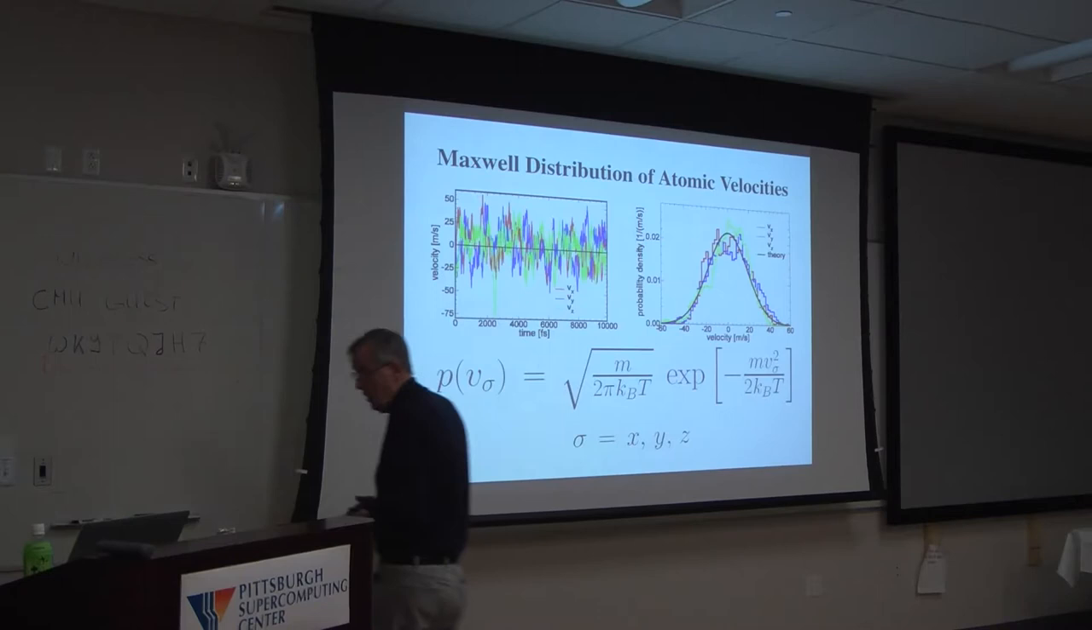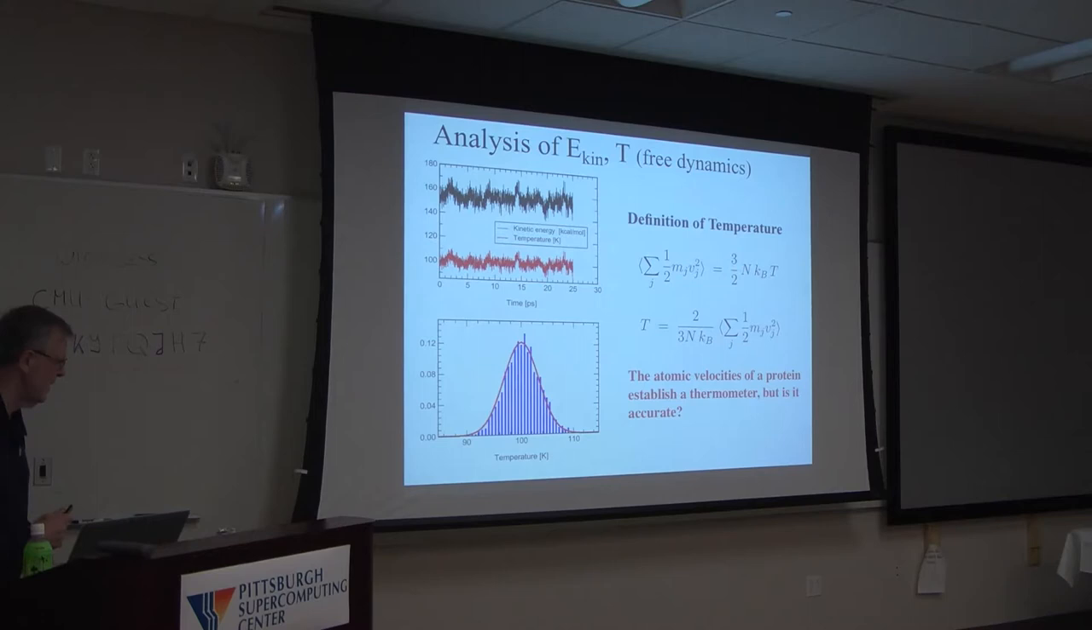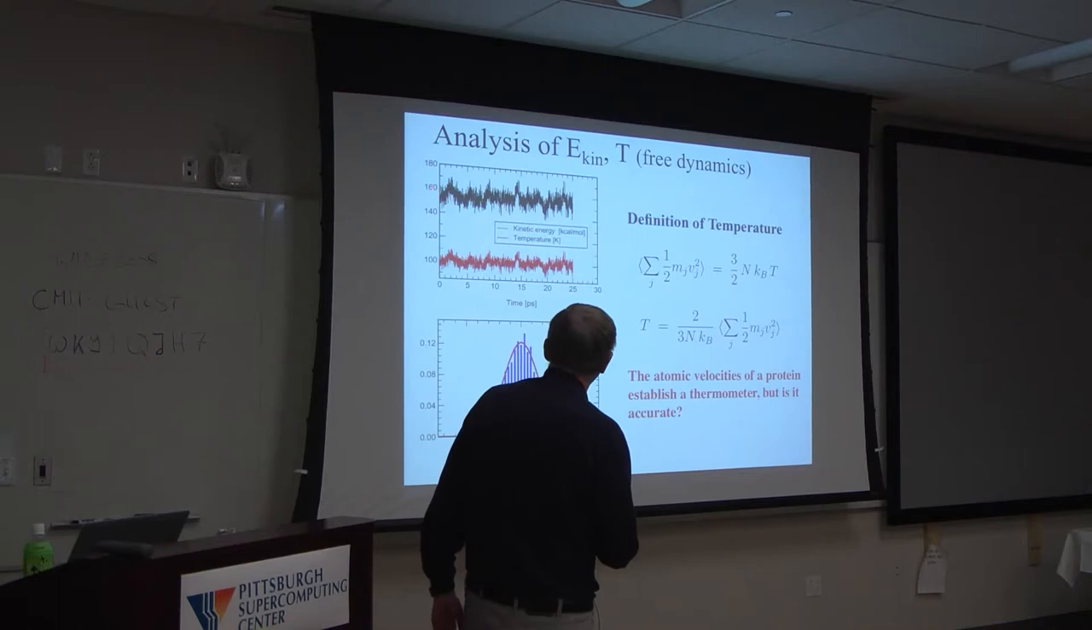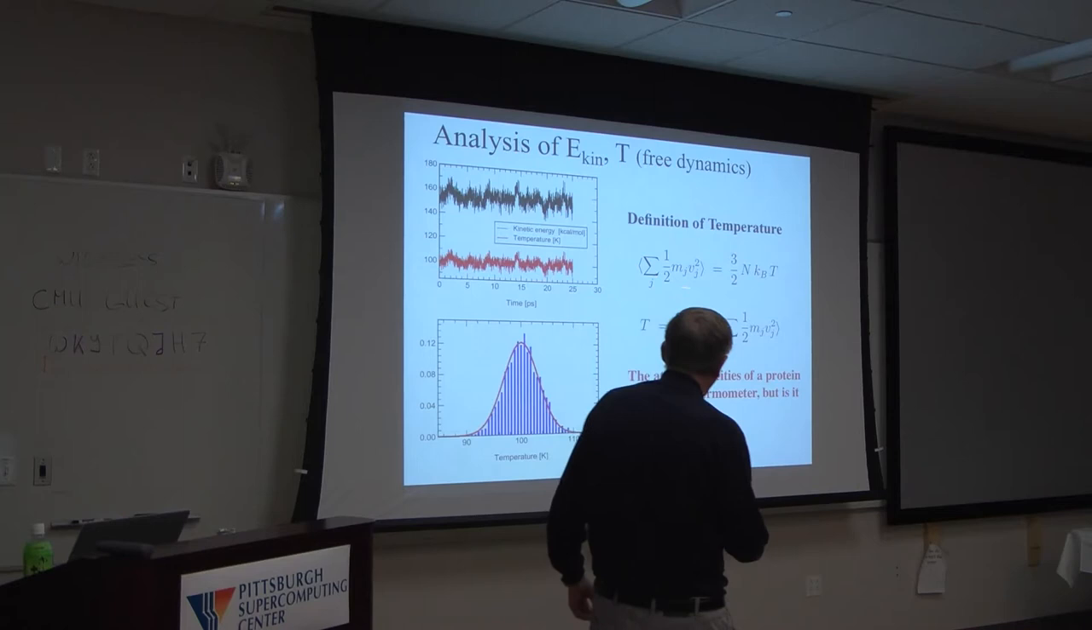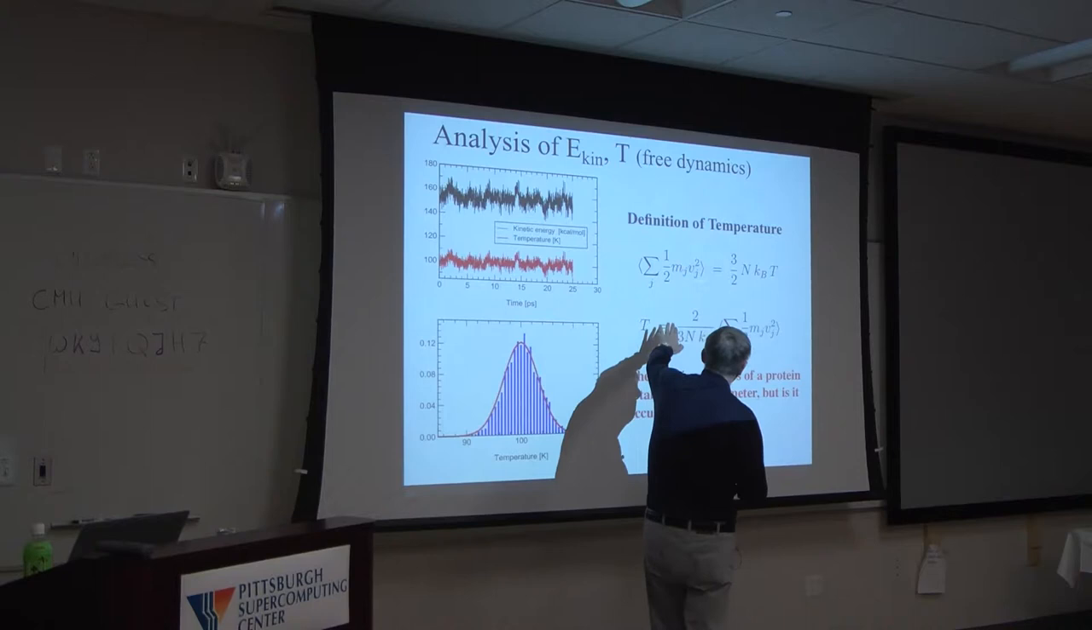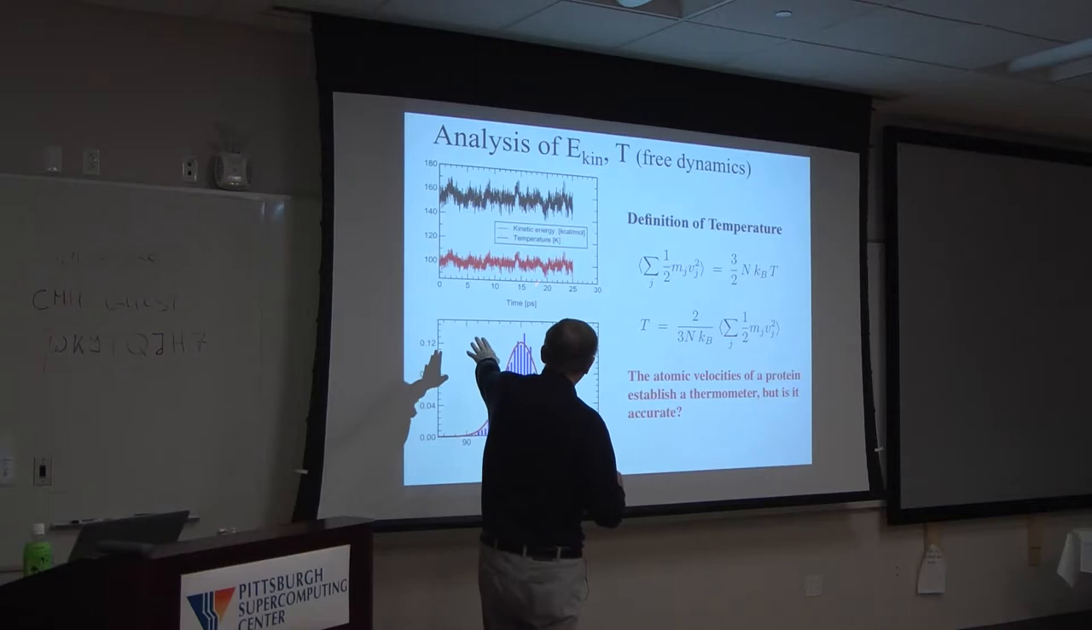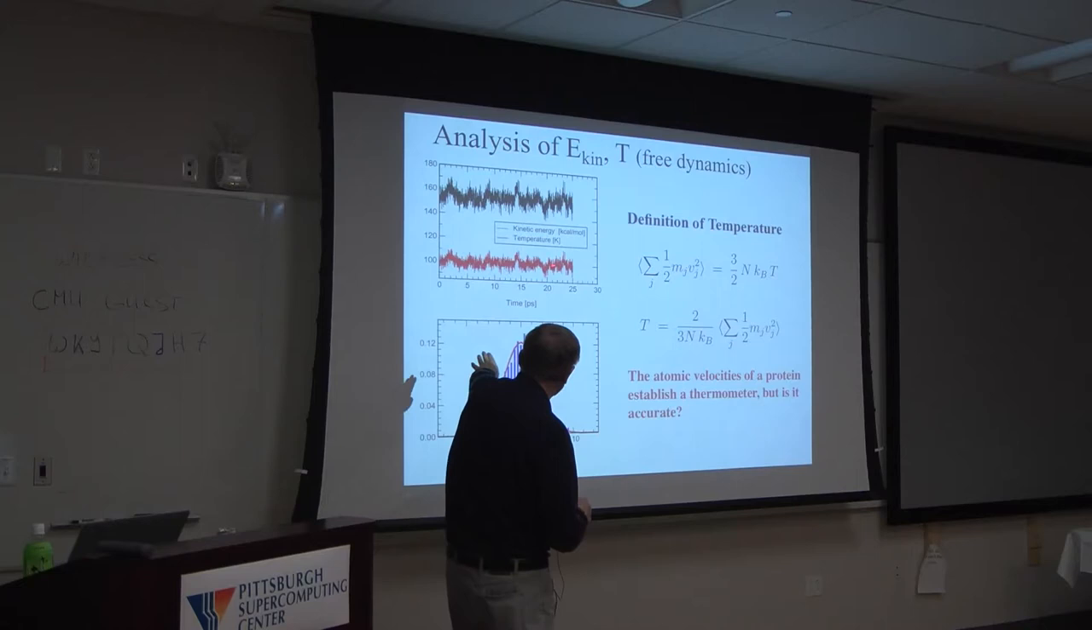Okay, so now we plot the kinetic energy as a function of time. This is the kinetic energy we calculated for our ubiquitin protein system. We know that the kinetic energy on average is related to the temperature. If we divide the kinetic energy by this factor, then we call this the temperature, and the temperature fluctuates because the kinetic energy fluctuates. It has a fixed value, in this case 100 K, but it fluctuates around.